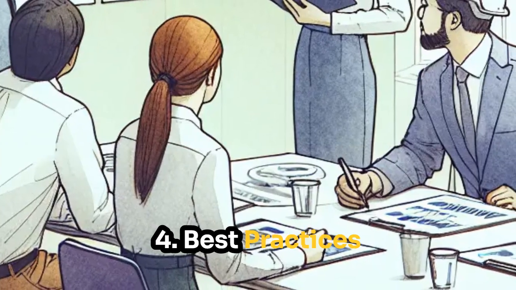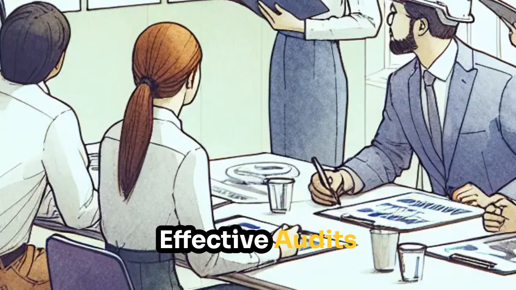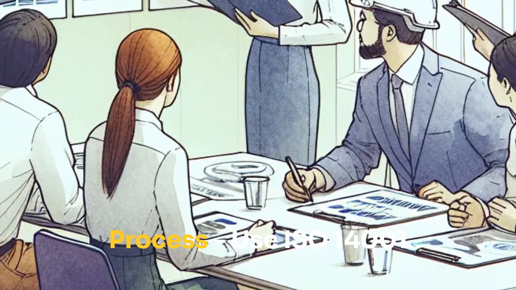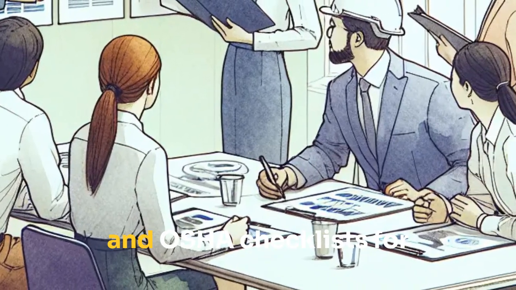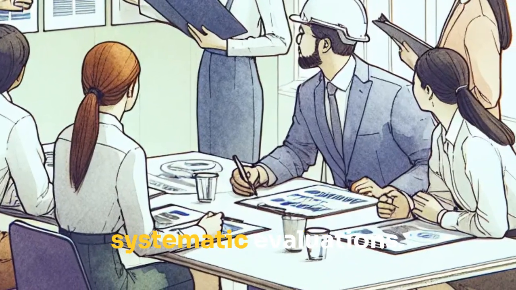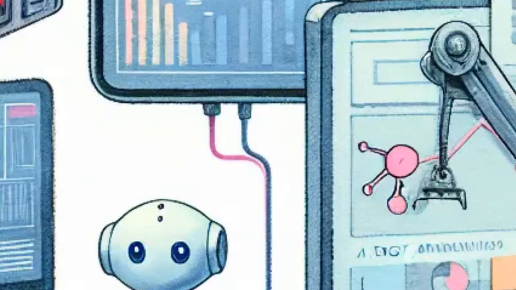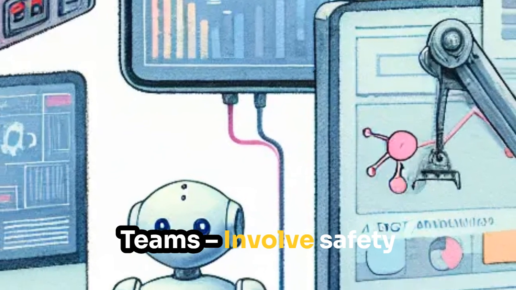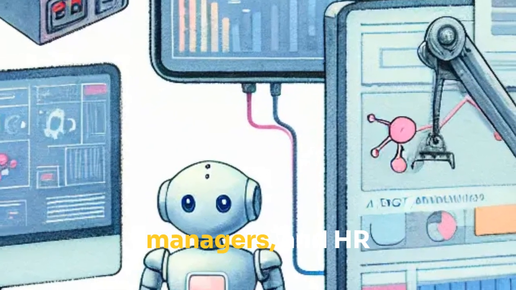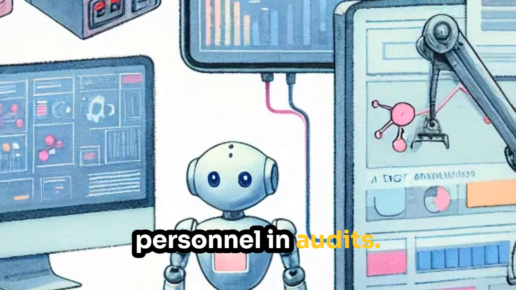4. Best practices for conducting effective audits. Follow a structured audit process. Use ISO 14001 and OSHA checklists for systematic evaluations. Engage cross-functional teams. Involve safety officers, environmental managers, and HR personnel in audits.